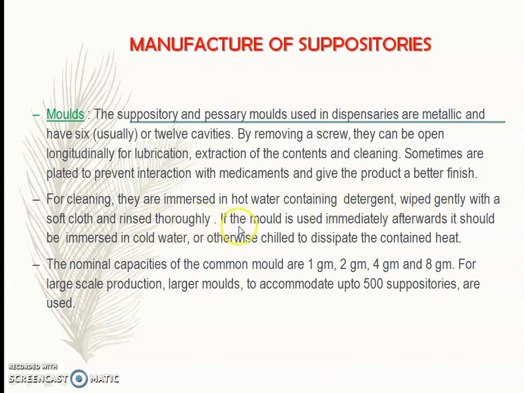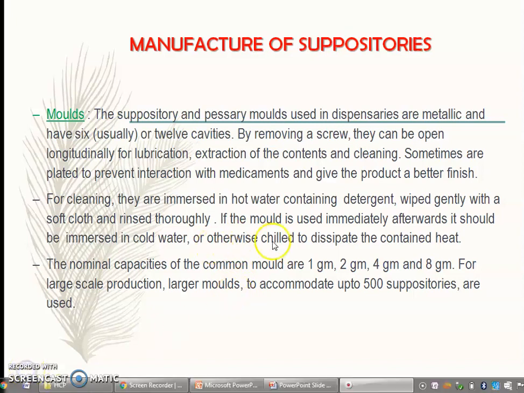If the mold is used immediately afterward, it should be immersed in cold water or otherwise chilled to dissipate the heat. The nominal capacities of common molds are 1 gram, 2 gram, 4 gram, and 8 gram. For large scale production, large molds to accommodate up to 500 suppositories are used.